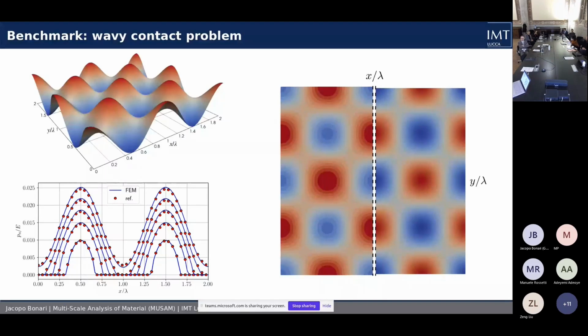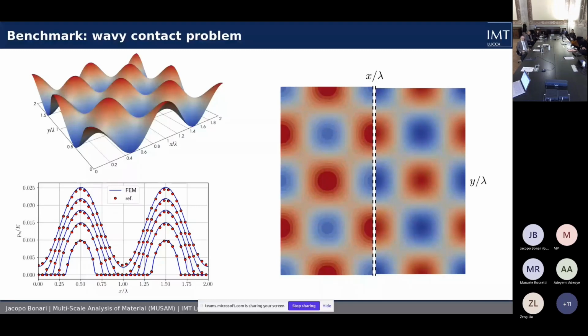Here, this figure represents a plane view of the normal traction field over the interface. On the left side you can see our solution, and on the right side we can see the reference solution, and we can notice that there is perfect agreement between them. So far we have only plugged into the model very simple shapes, which could be defined using analytical functions, but this is not our scope.